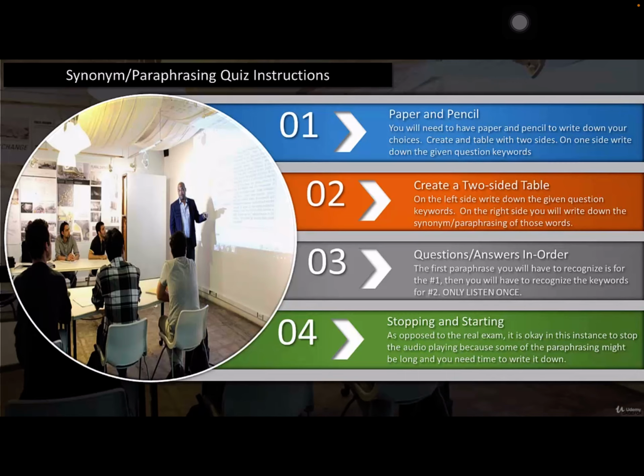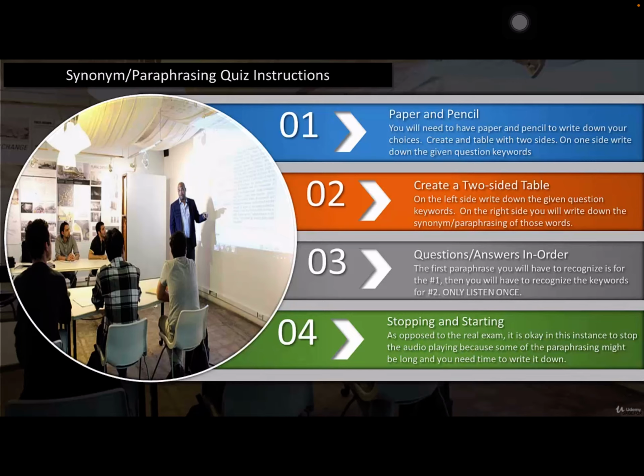Now, for the most part, the questions and answers are going in order. So for question number 1, you're going to hear the paraphrase for question number 1 first. Maybe a couple of times they may be mixed up in order, so just be aware of that. But for the most part, I have them going in order.